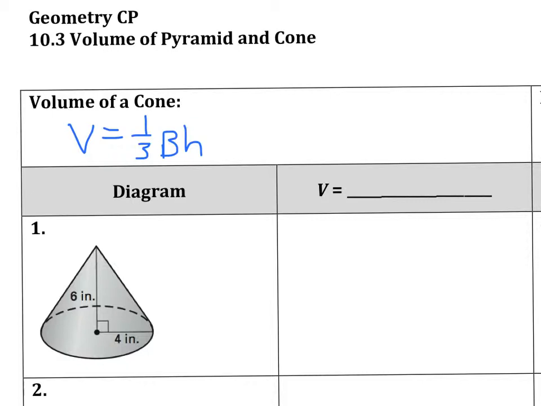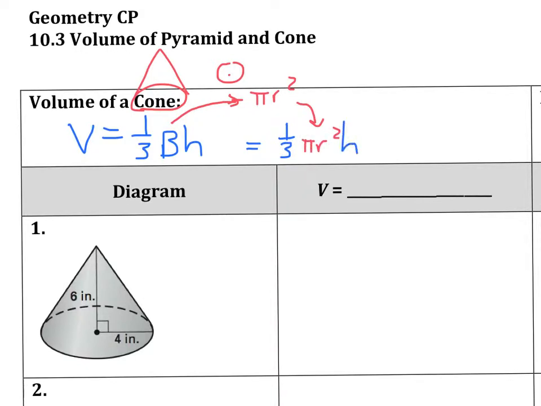However, remember that a cone has the base that is a circle. So that means B is just pi r squared every single time. So when I substitute in, I get 1/3 pi r squared times h.